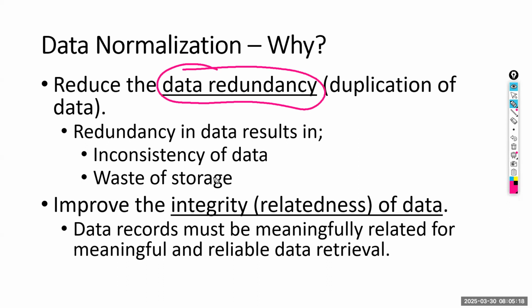The second objective of data normalization is better data integrity. Integrity means relatedness. So there should be proper relatedness between one data and the other data. When you do proper data normalization, the integrity is also improved.